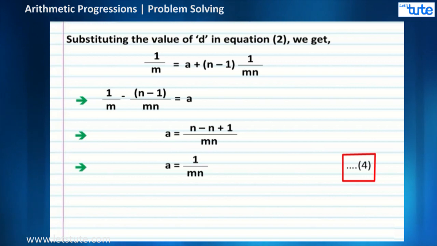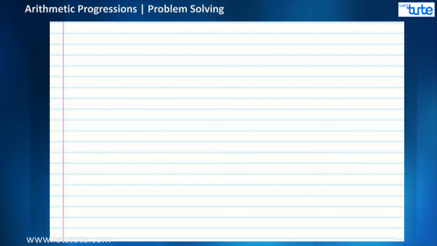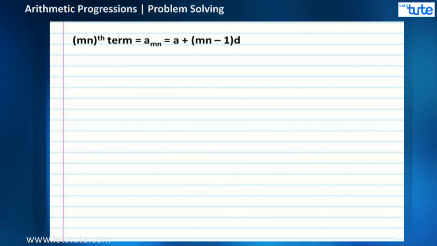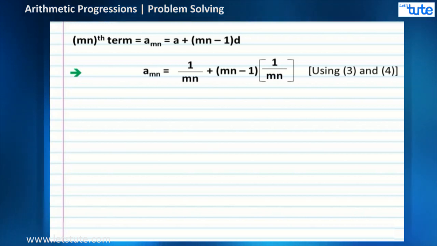Now we found out the mth term and the nth term. Now let us write the expression for the mnth term. So that becomes amn is equal to a plus mn minus 1 into d. Now we have the value of a and we also have the value of d. So let us substitute that in the above equation. By doing that, we get amn is equal to 1 upon mn plus mn minus 1 into 1 upon mn. We get this by using equations 3 and 4.